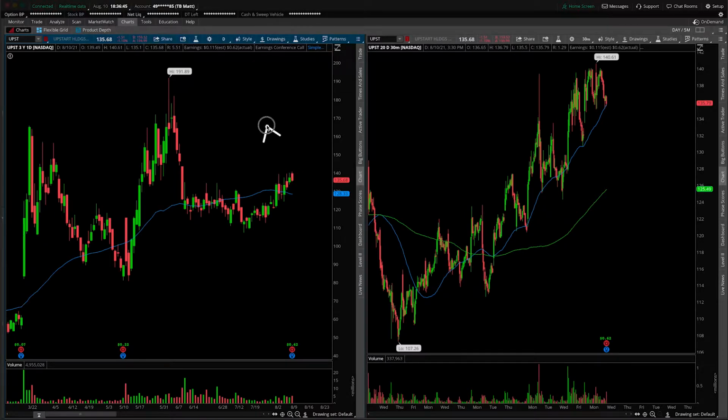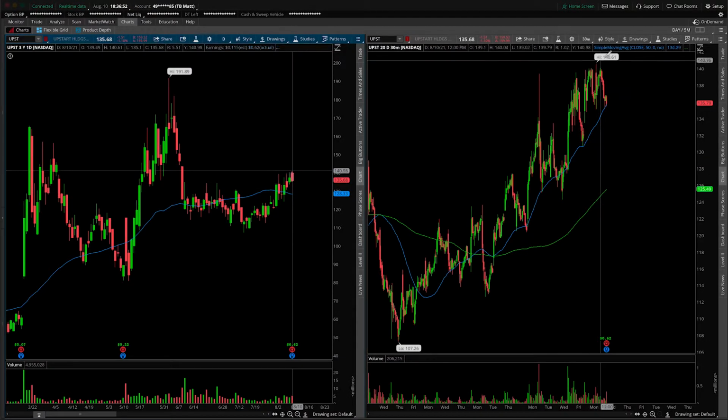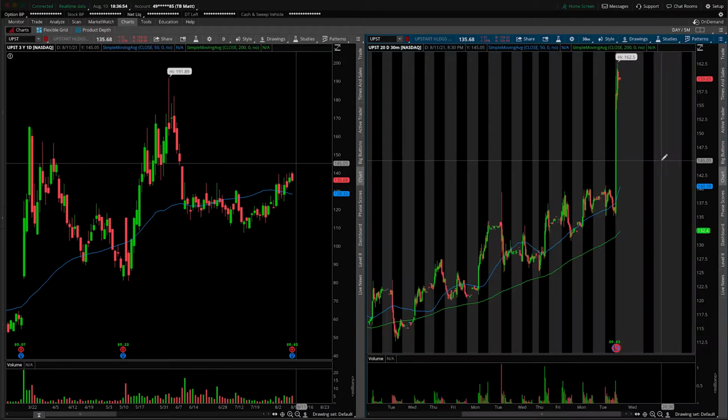On the left-hand side, we are looking at the daily time frame, and on the right-hand side, the 30-minute intraday time frame. These guys did just announce earnings after the bell today, so let's zoom in on our extended hours session and see what's going on.